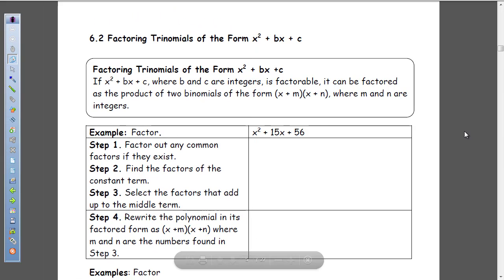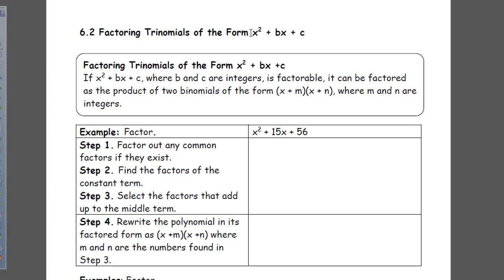We're going to start another type of pattern. Notice in this pattern, we've got x squared plus bx plus c. What you need to note is that the coefficient on x squared is 1. Okay, so this one is still pretty friendly. And notice also that we've got three terms.